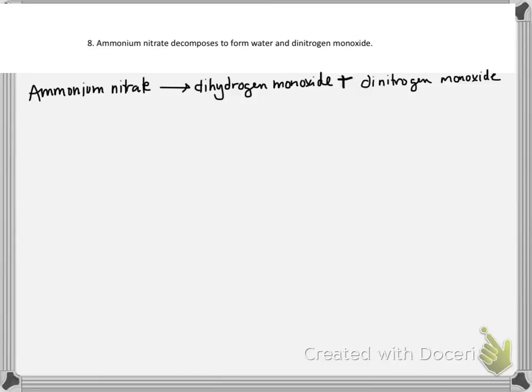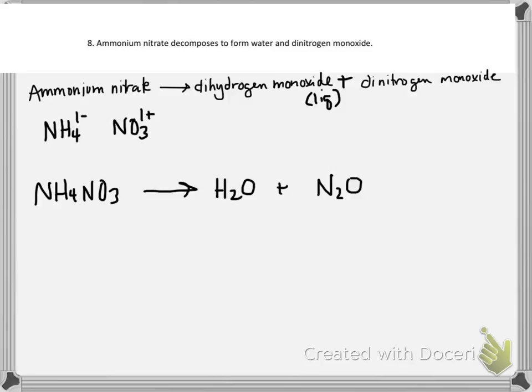Okay, our word equation is pretty simple. We're not given state information for anything, though we can assume that when we're told it's water, that would be a liquid. We have ammonium nitrate is the only reactant because this is a decomposition reaction. We'll talk more about that in coming days. Forming dihydrogen monoxide and dinitrogen monoxide. Okay, next up, formula equation, then balancing. Pretty straightforward.